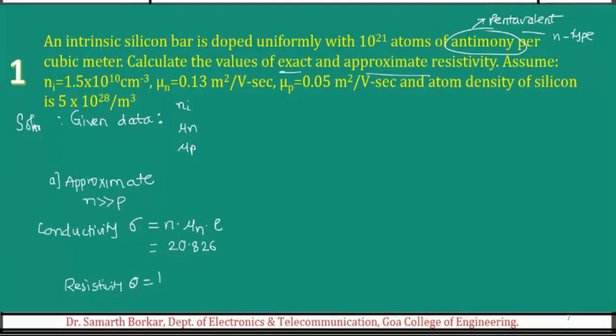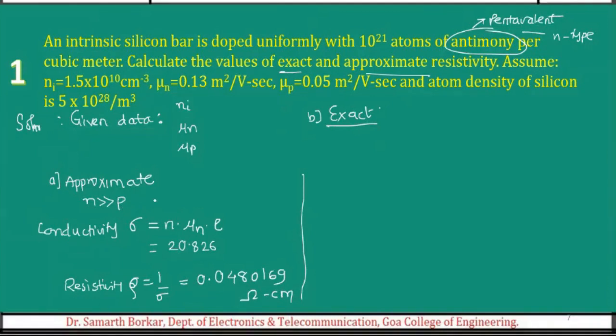And then resistivity rho is 1 by sigma, which is 0.04800169 ohm centimeter. This is one part. The second part is, we have been asked for the exact value. When I say exact values, we cannot compromise on the number of holes. In the approximate case, we say the value of n is very much greater than p, so that will not contribute much to the conductivity. But then we are asked to find the exact resistivity, so we have to consider the value of p.